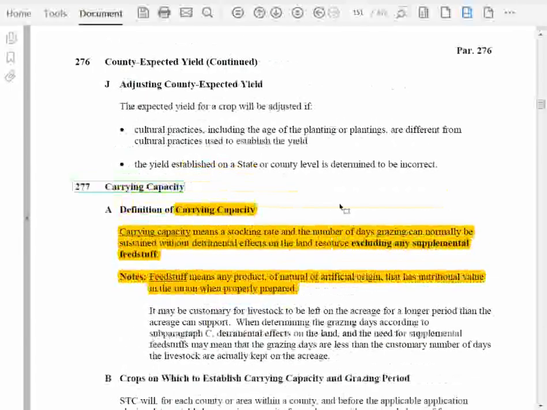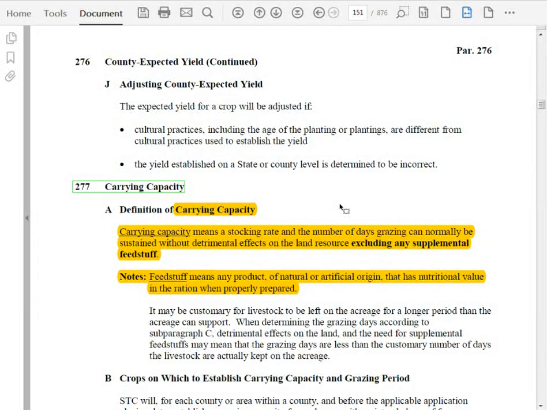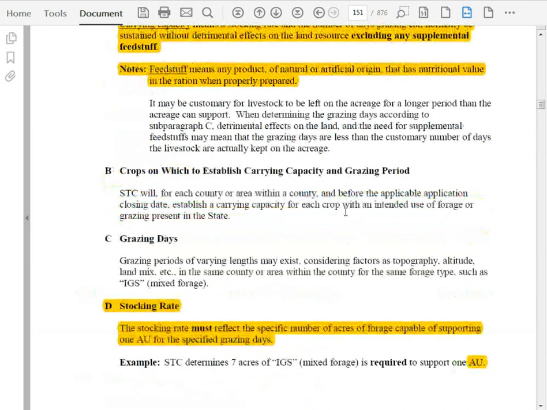For grazed crops, the state committee also has to set carrying capacities. Carrying capacity means a stocking rate and the number of days grazing can normally be sustained without detrimental effects to the land resources, excluding any supplemental feedstuff. Feedstuff in this case is defined as any product of natural or artificial origin that has nutritional value in the ration when properly prepared. The state committee is also going to want to look at grazing periods to determine the total number of grazing days expected for a given area in the state.